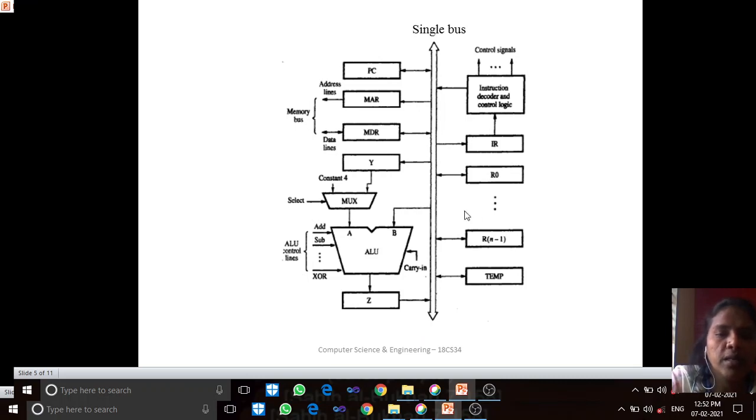So here there are all temporary registers, and R0 to Rn minus 1 are general purpose registers used by the programmer. The IR is the instruction register, which stores the currently executing instruction. Apart from all this, the activities are controlled by control signals provided by the instruction decoder or control logic.